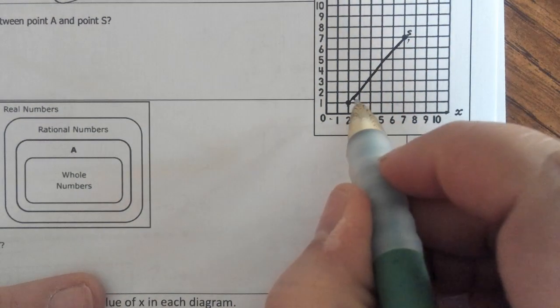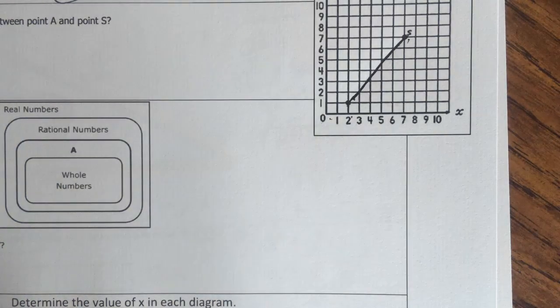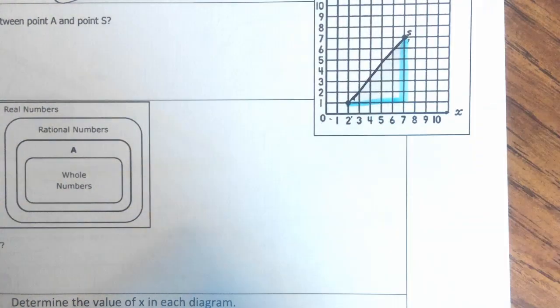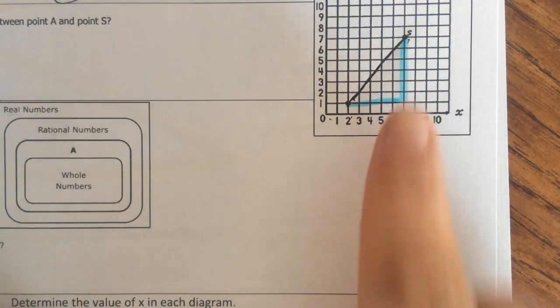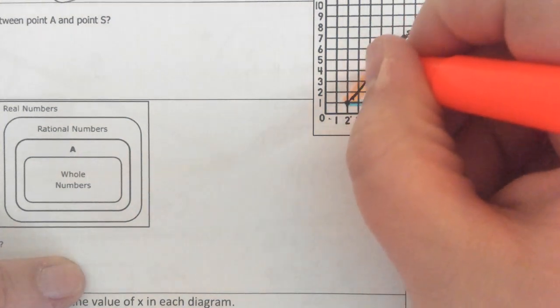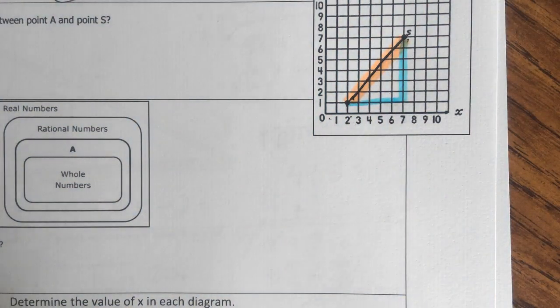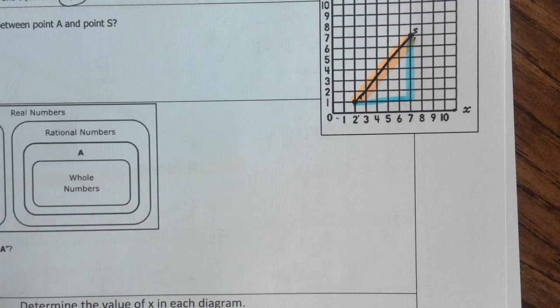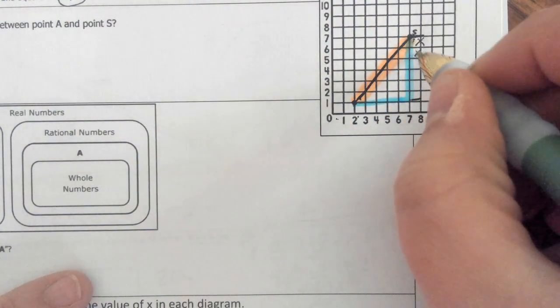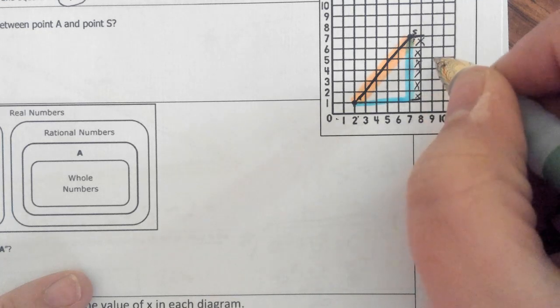So I'm still using the right triangle. I'm still using a right triangle to find the distance here. I don't want to know anything really about those side lengths. What I want to know is the length of this. I need to know those side lengths to help me out though. So this up and down piece is 1, 2, 3, 4, 5, 6 units long.